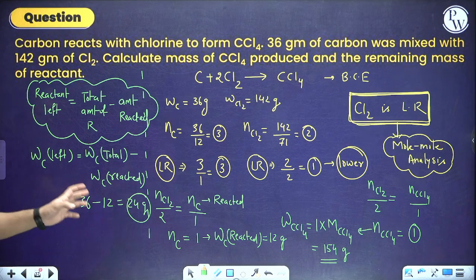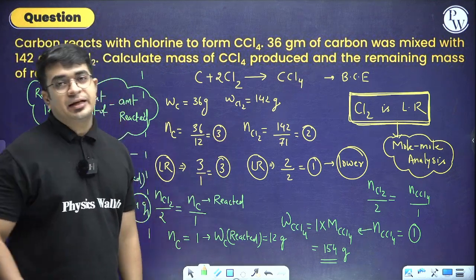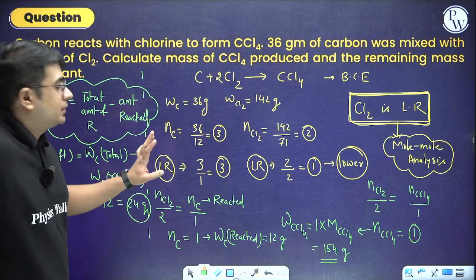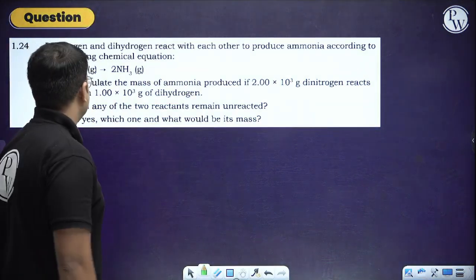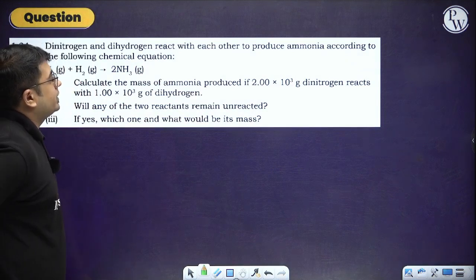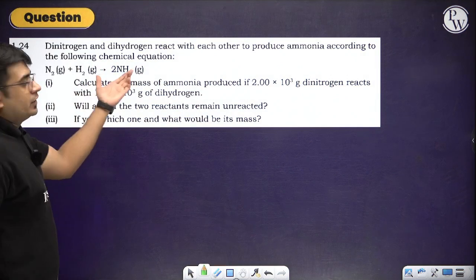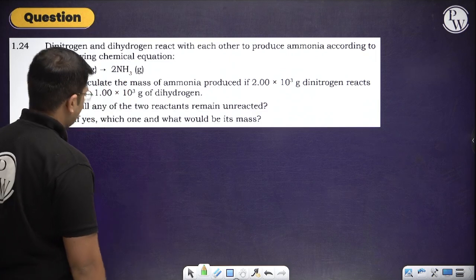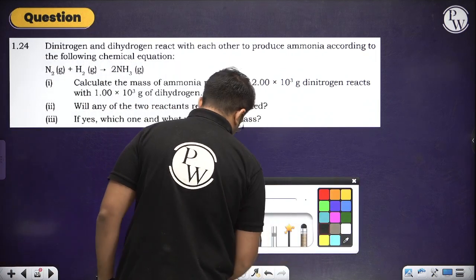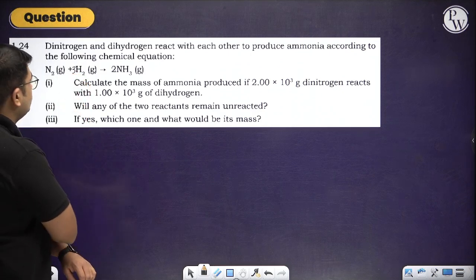But this is the easiest way possible to deal with the questions of limiting reagent. I hope that entire part is clear to everyone. And this is the question from your NCERT. Dinitrogen and dihydrogen react with each other to produce ammonia according to the following chemical equation. Definitely, is the equation a balanced chemical equation or not? No, this is not the balanced chemical equation. I have to put N2 plus 3H2 gives us 2NH3.